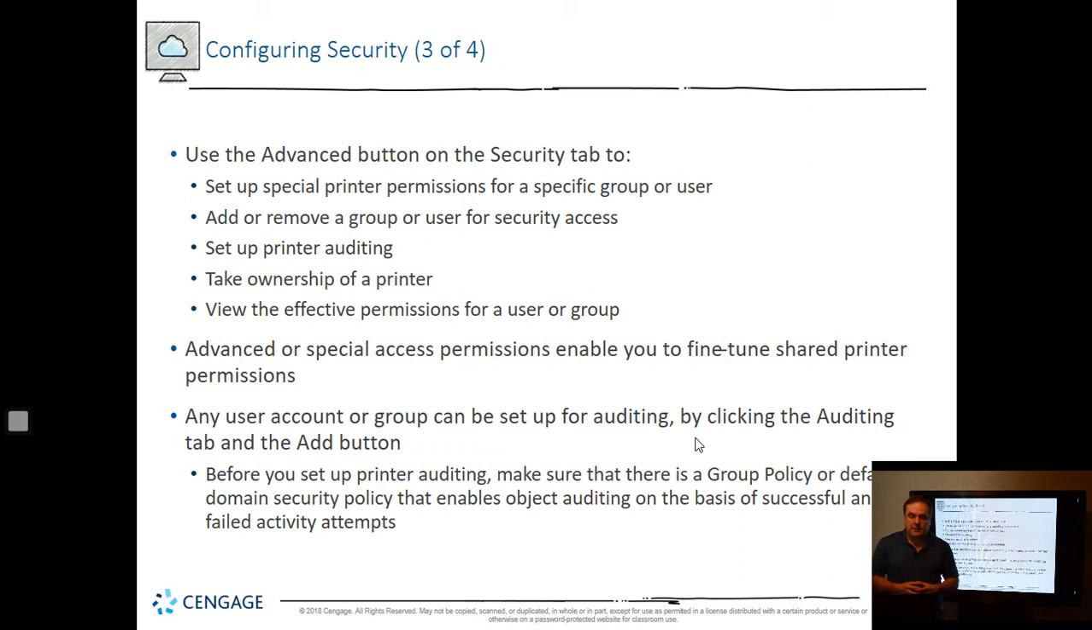So we use the advanced button on the security tab to set up these special permissions. We can also set up printer auditing. We can take ownership of a printer if the person who used to own it is no longer there or shouldn't have access to it. And we can view the effective permissions in the same way as we did in the last module, where we viewed effective permissions of someone with access to a shared folder.